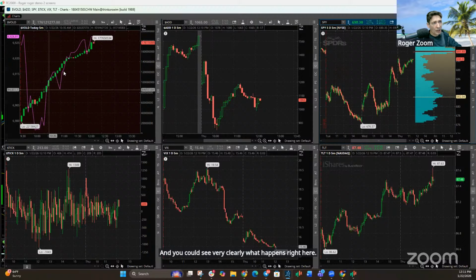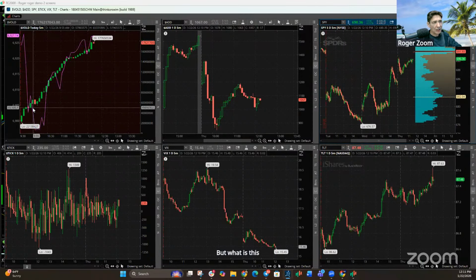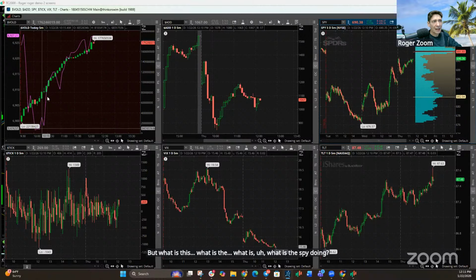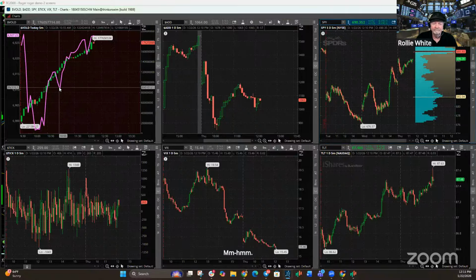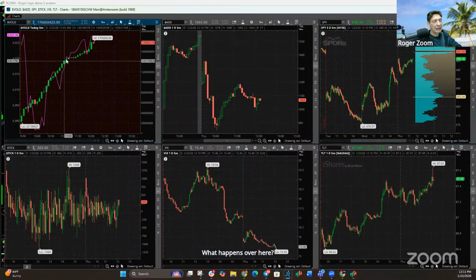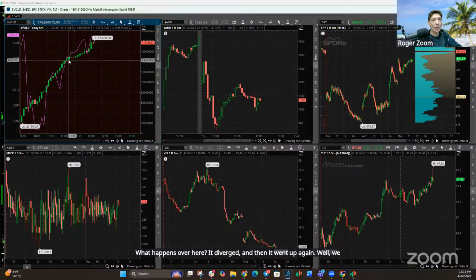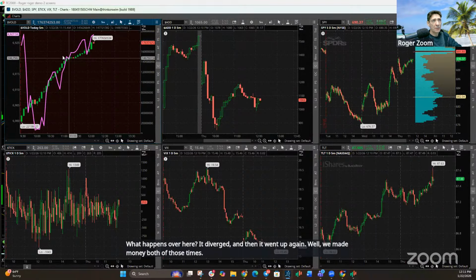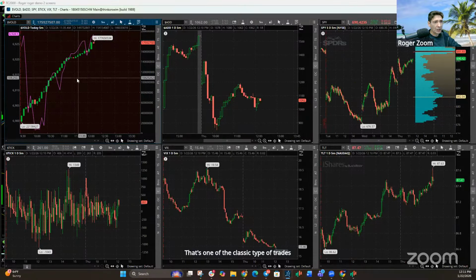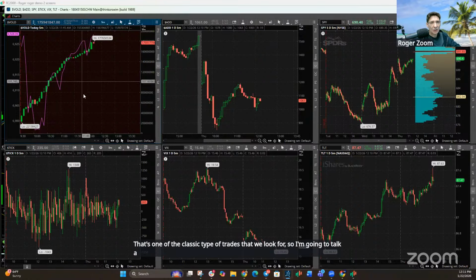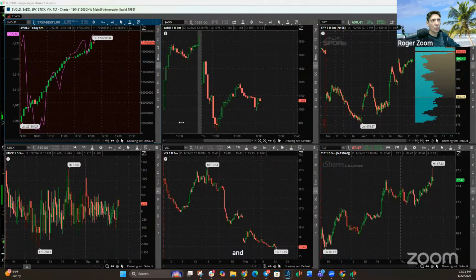Volt is just going up all day, no pullbacks. But what is the SPY doing? It's coming down, and then it comes and becomes best friends with it again. What happens over here? It diverged, and then it went up again. Well, we made money both of those times. Yeah, that's the divergence we look for. That's one of the classic type of trades that we look for. So I'm going to talk a little bit about these trades today and show you how we look at market internals.